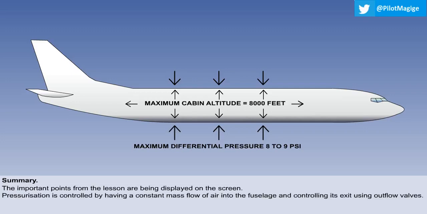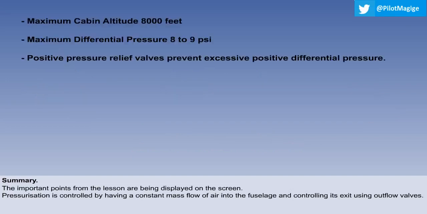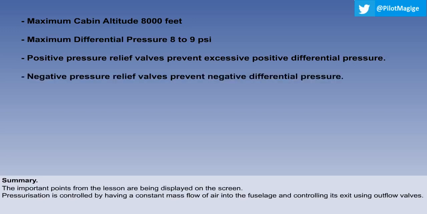You should also know that the pressurization is controlled by having a constant mass flow of air into the fuselage and controlling its exit using outflow valves. You should understand the purpose of the various safety devices fitted to a pressurization system. The positive outward opening pressure relief valves prevent the structurally limiting maximum differential pressure from being exceeded, and negative inward opening relief valves prevent the pressure inside the cabin becoming less than that outside.